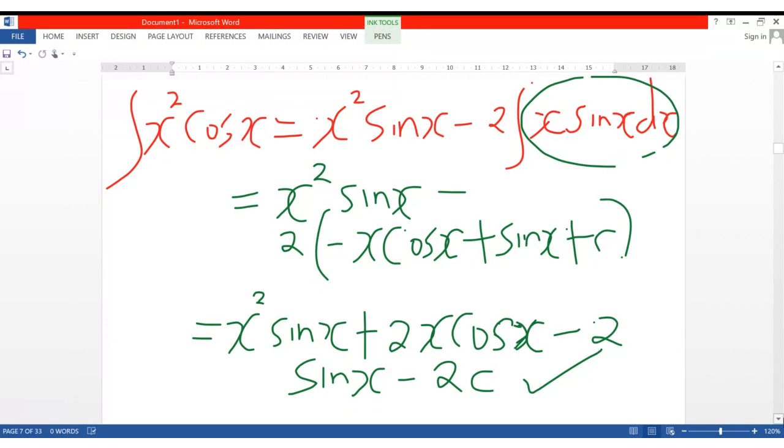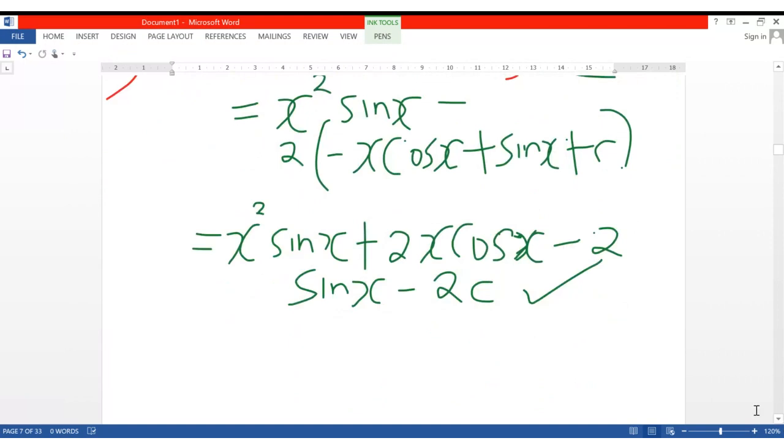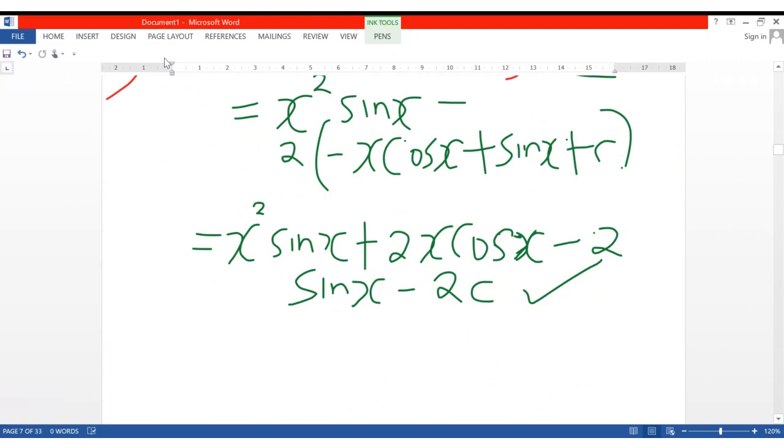In some books, this negative 2c you can call another constant, if you prefer. You can call it, let's say, constant d, if you don't want a negative 2c. Then just have plus D or plus K or plus H, whatever letter you prefer. But the most important thing is the integration by parts.